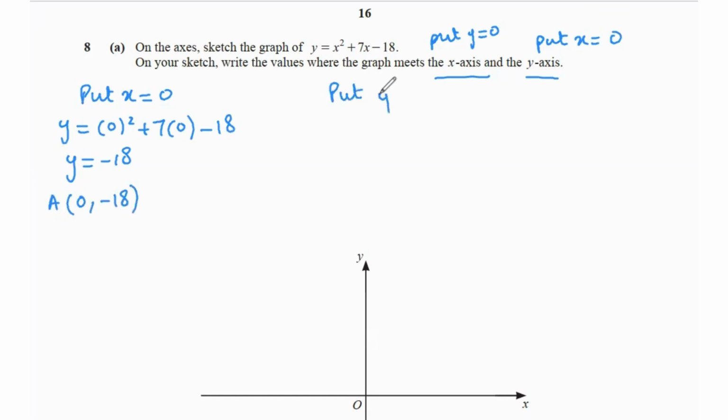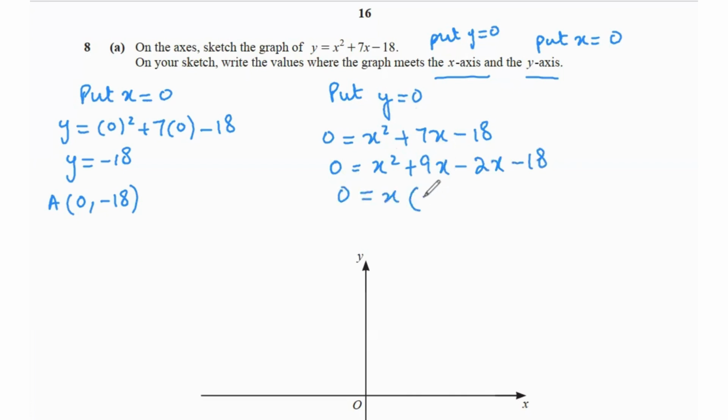Then you put y equals 0. So 0 equals x squared plus 7x minus 18. Factors of 18 are 9 and 2, 6 and 3 as well, 18 and 1 as well. But we're going to choose 9 and 2 because 9 minus 2 is 7. So x squared plus 9x minus 2x minus 18. 0 equals x bracket x plus 9. You're factoring by grouping. So you factor the first two terms separately and the last two terms separately.